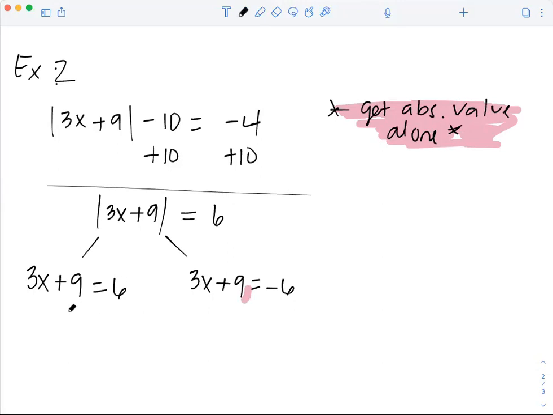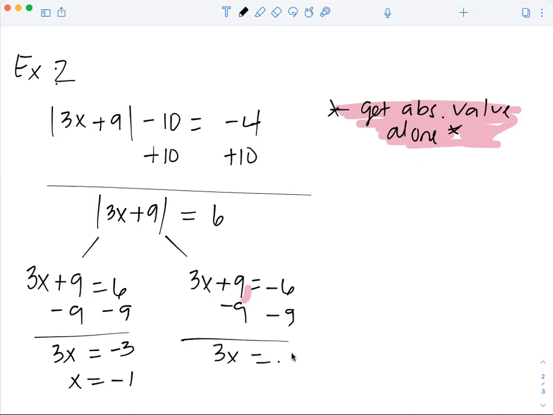So then we're solving. Subtract 9. 3x equals -3. So then I'm skipping some steps, but x equals -1. 3x equals -15, and x is -5.